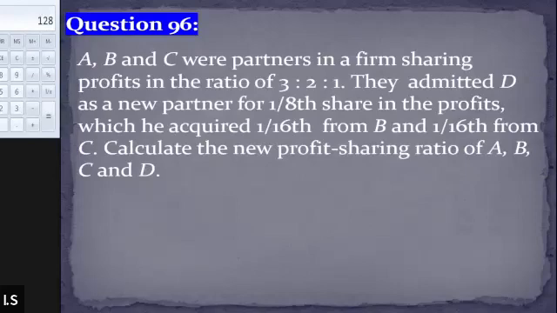Okay, sir. Let me interpret it: D is equal to the share of the future profit, which he acquired 1/16 from B and 1/16 from C.